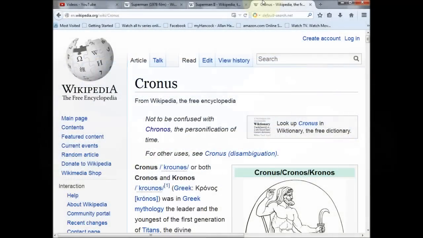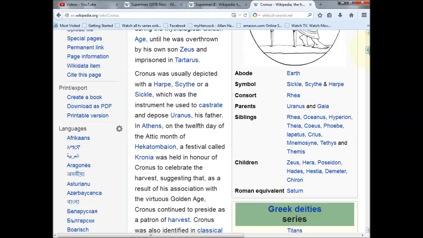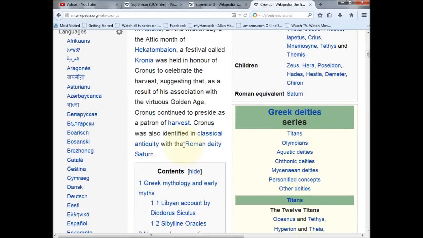Hey guys, enter the stars. And Cronus is time. And time is associated with the Roman deity Saturn.